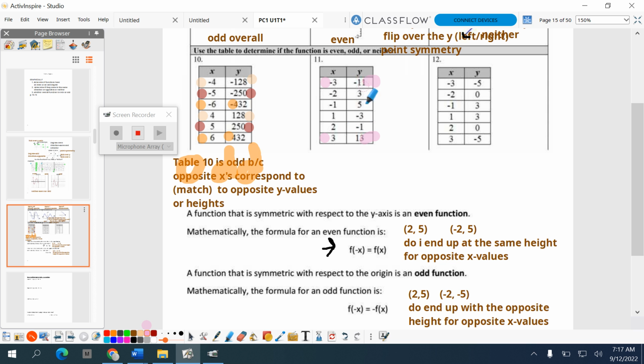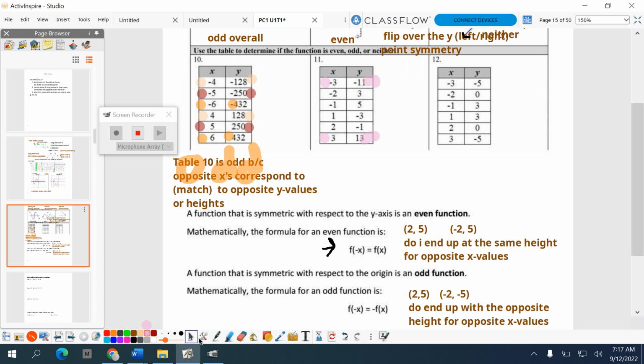These heights are not opposite. They're not the same. I don't see 13 and -13. I don't see -1 and -1 here. They're not matching up, so they're not symmetrical when the heights don't match up.